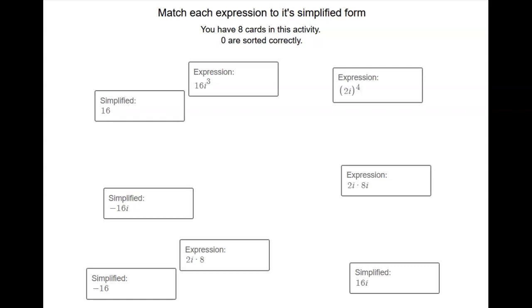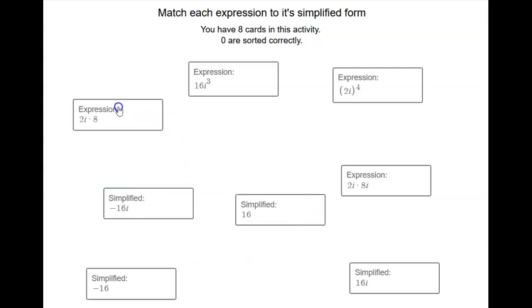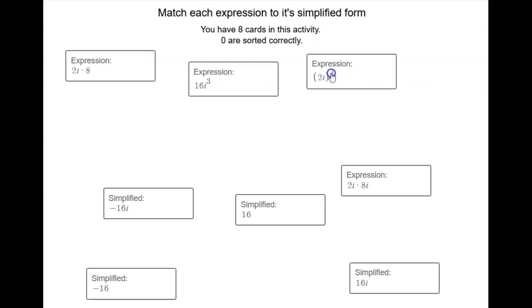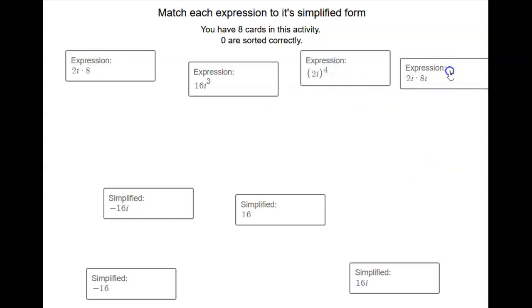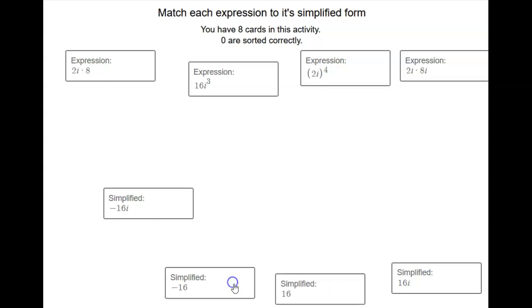Card sort, we have to match each expression to its simplified form. So pretty much anything that has like an i squared, an i cubed, an i to the fourth, or is being multiplied, those are the unsimplified ones. And then the ones that just have the numbers and the i's, those are our simplified ones.